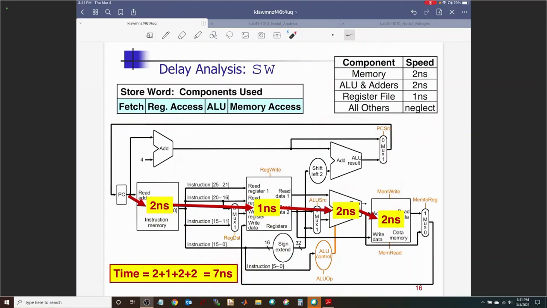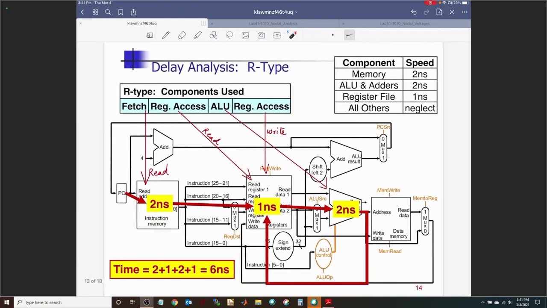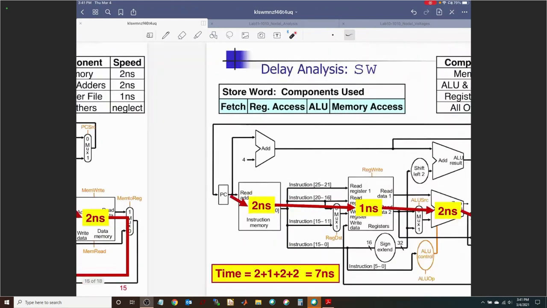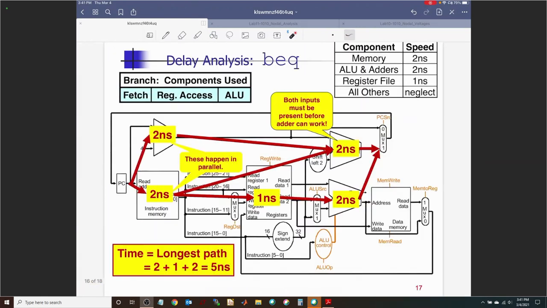So far you have seen 8 for load word, 6 for R type. So it looks like depending on the type of the instruction, the time it takes is different. Now let's take a look at a slightly different instruction, because this is going to take a very short amount of time, because the register access is not there, memory access is not there at the end. So what you have is a branch instruction. You do a fetch at the beginning. Yes, you do a fetch, 2 nanoseconds.